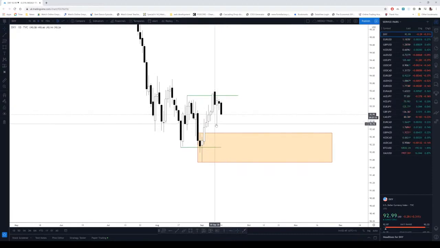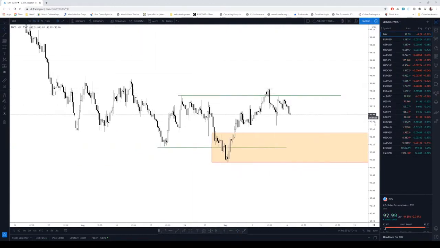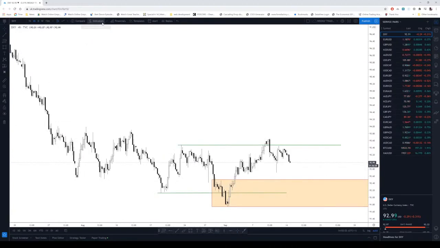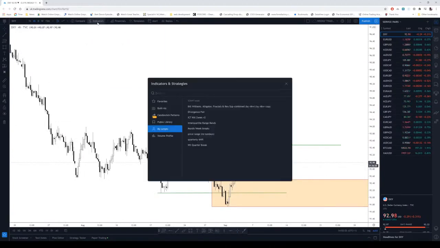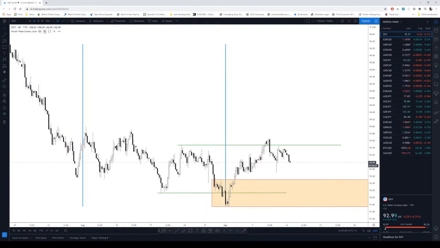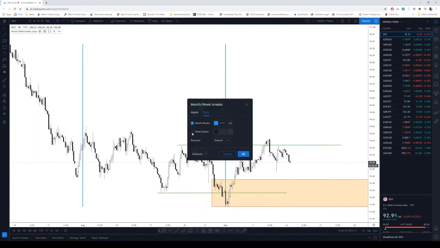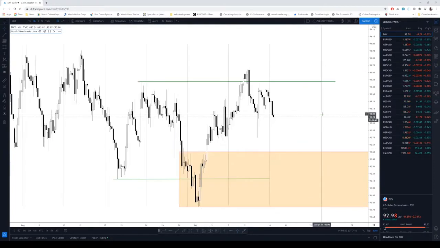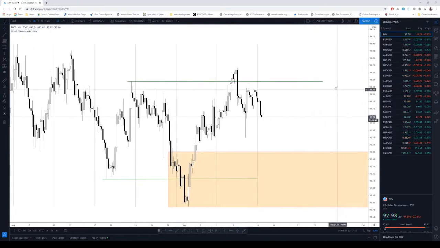Last week I did mention I was looking at a level down here to provide support and send price higher. That's the level I'm watching this week. We've just opened up market. Today's Monday, obviously we don't want to jump into conclusions, so I'm going to have my weekly lines or weekly dividers.